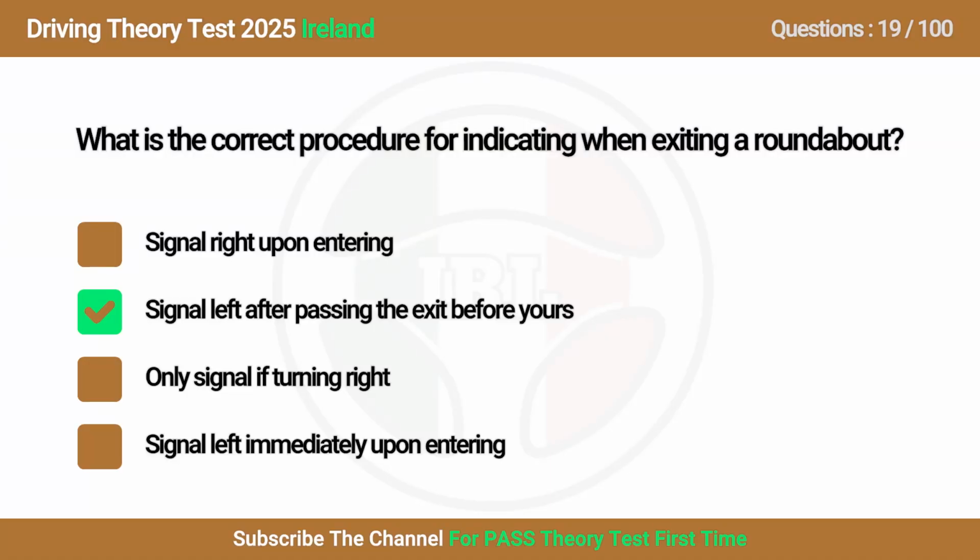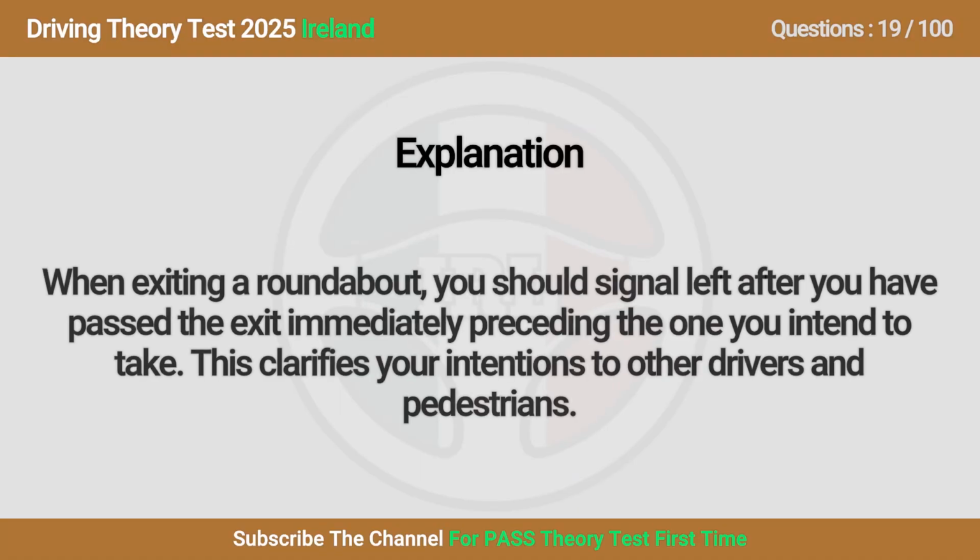Answer is B. Signal left after passing the exit before yours. When exiting a roundabout, you should signal left after you have passed the exit immediately preceding the one you intend to take. This signals your intentions to other drivers and pedestrians.